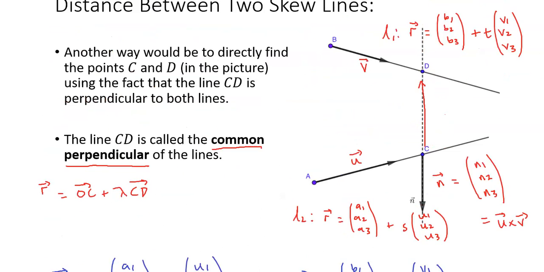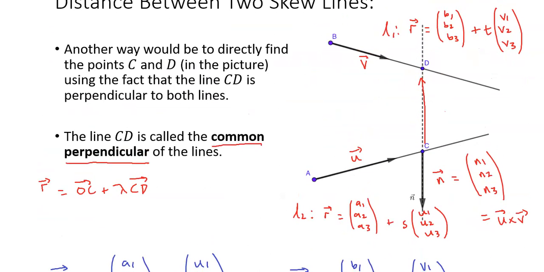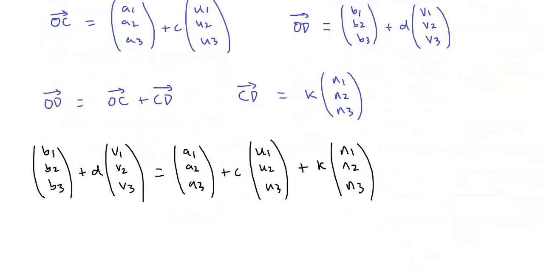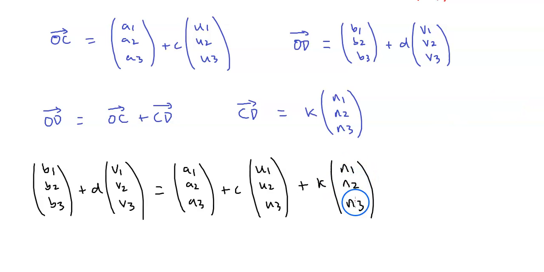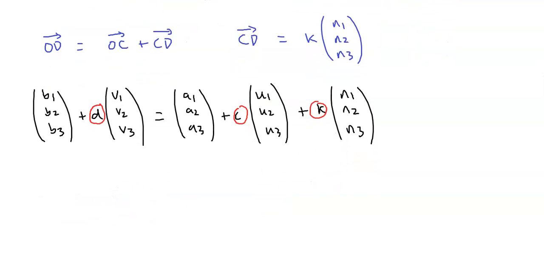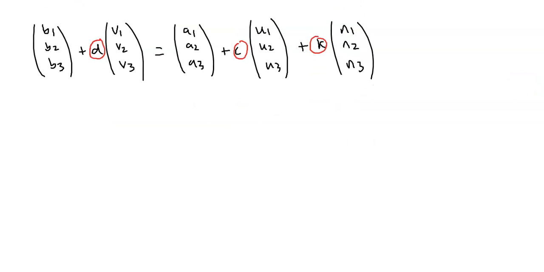Now we're assuming that we know the equations of these two skew lines here, L1 and L2. And hence we also know this normal vector (n1, n2, n3), because we can just take the cross product of the direction vectors of the two lines. So that means that the only things we don't know are the letters d, c, and k, which represent scalars. And hence this whole thing just boils down to a linear system of equations. We have three equations and three unknowns.